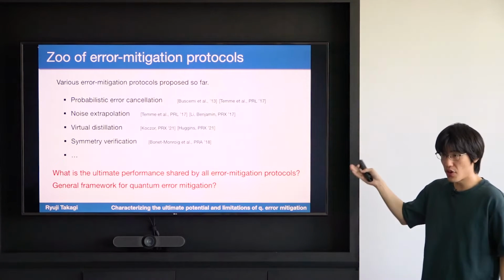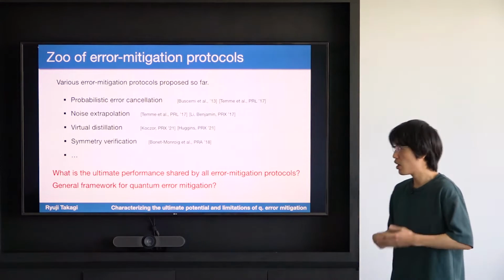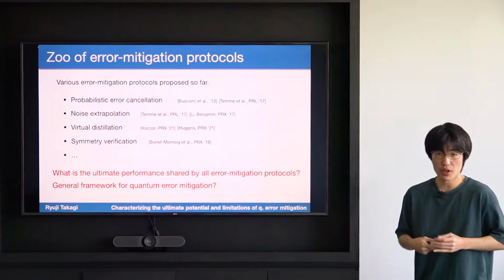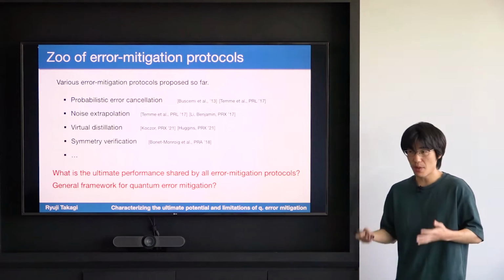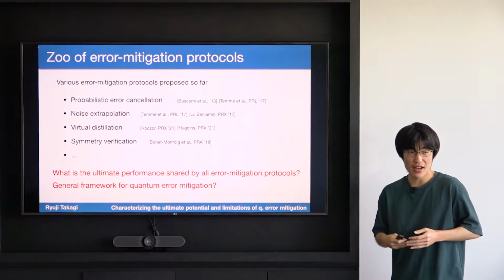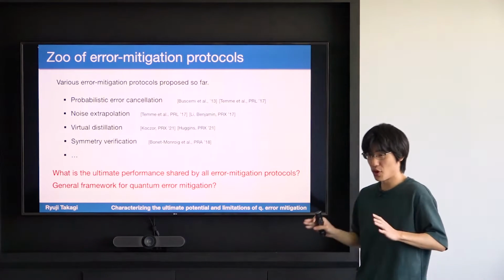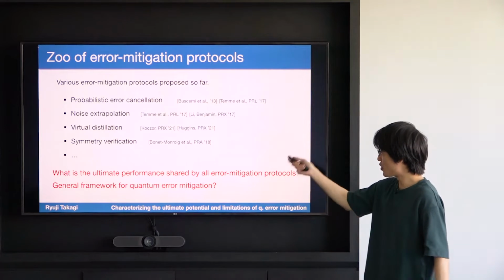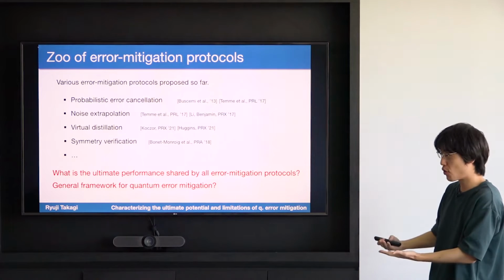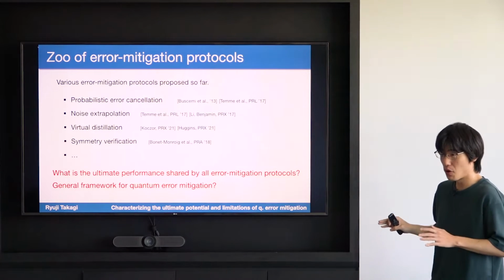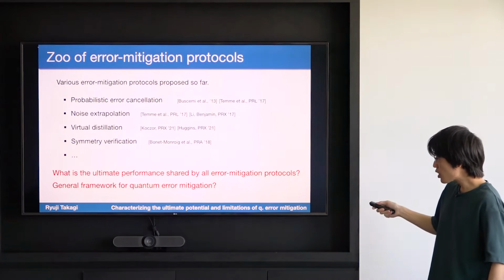the performance of each protocol was characterized on a case-by-case basis. But then we can now ask the question: when should we stop this journey? When should we declare that we are okay with seeking new error mitigation protocols? Where are we going? What is the theoretical goal of finding new error mitigation protocols?